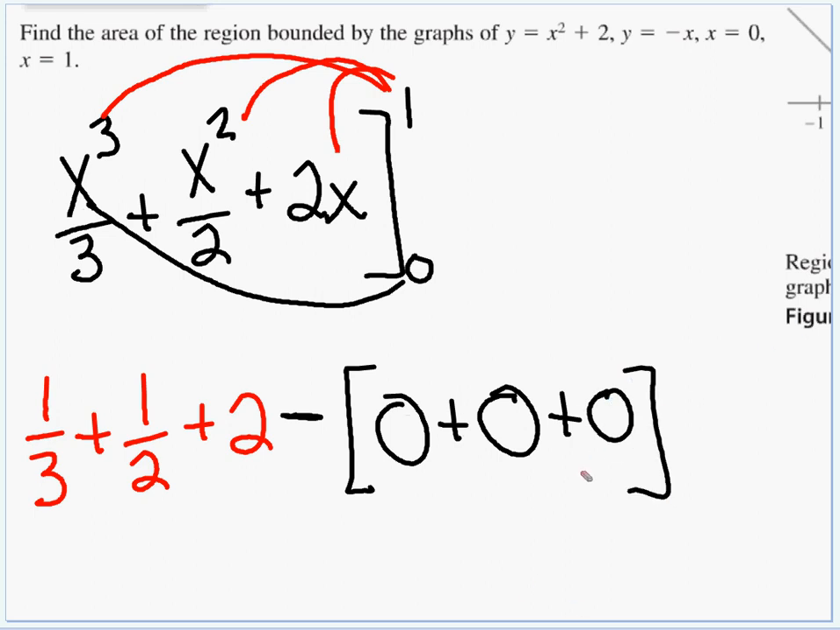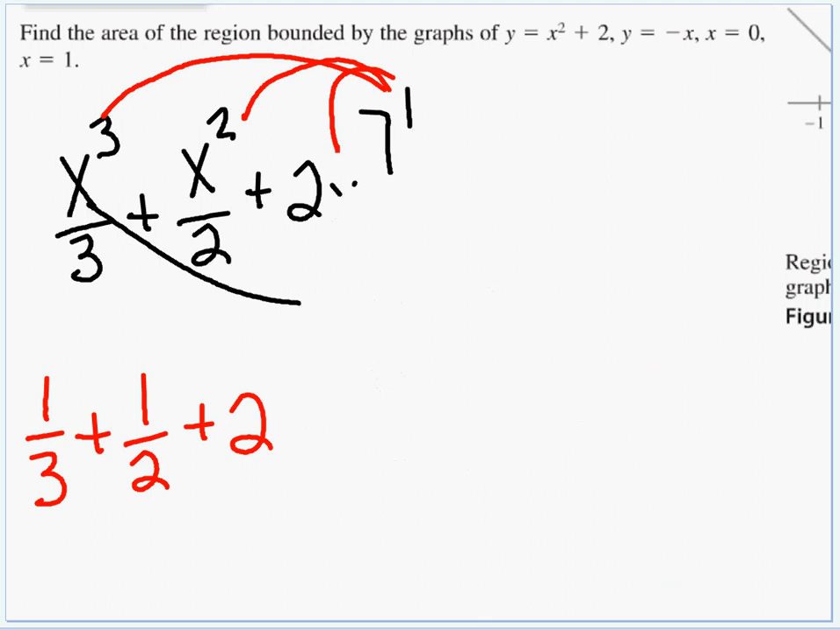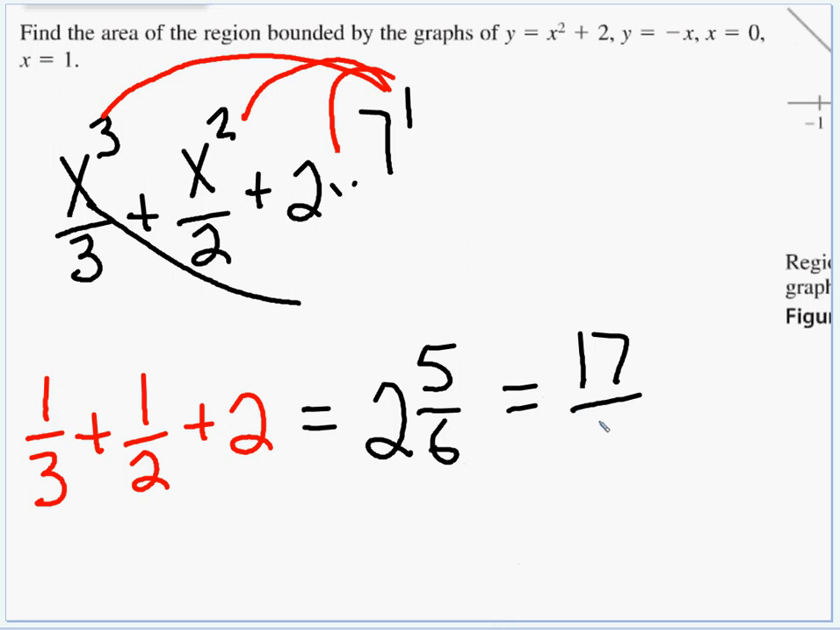But it is always good to check. Don't just assume your lower limit of 0 is just going to 0 out. And there we go. I guess if we add that up, we're going to get 2 and 5/6. Or if you prefer impropers, that would be 17/6. And I guess since we're talking about area here, they didn't give us any units in the problem. But just so I know in the back of my head, that's going to be some units squared. Because what we were hunting for was, in fact, area.